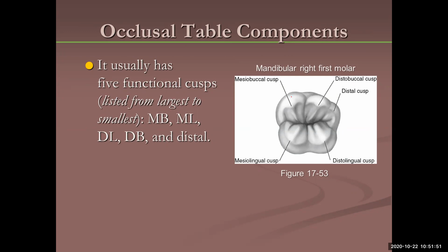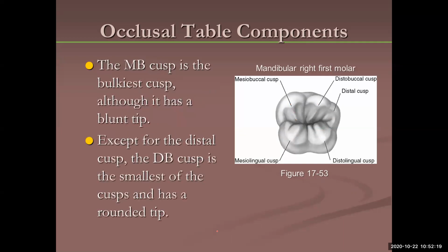Size of the cusp, the mesiobuccal is going to be larger on both molars than the mesiolingual, because the mesial is going to be larger than the distal. And then for the first molar, this is the second cusp largest, this is the third cusp, and the fourth cusp, and the fifth cusp in size. So the mesiobuccal is the largest of the buccal cusps, and the mesiolingual is the largest of the lingual cusps.